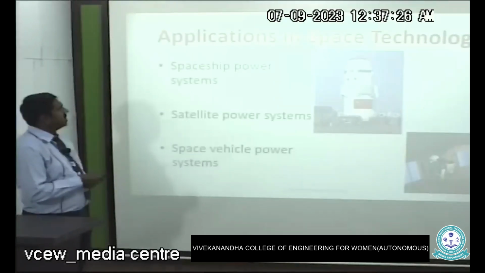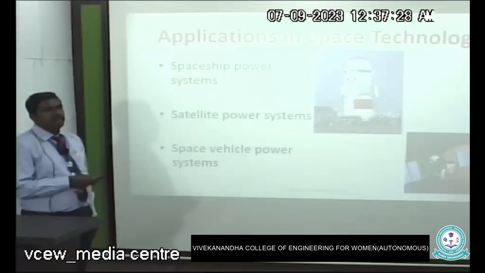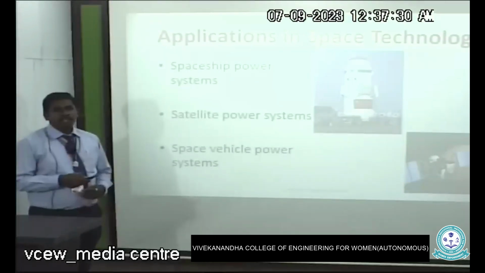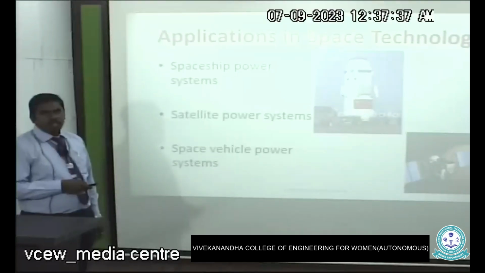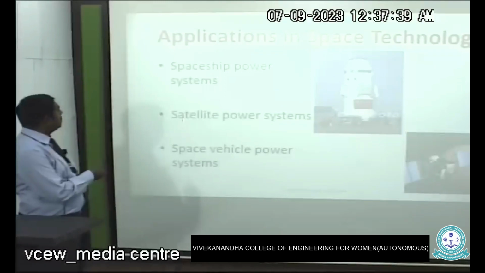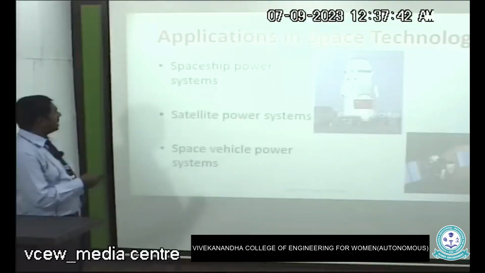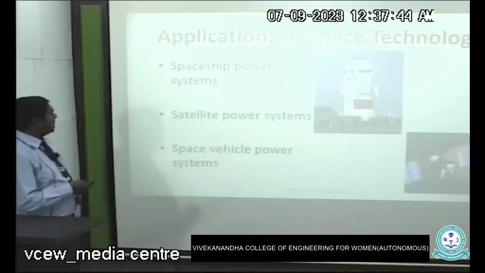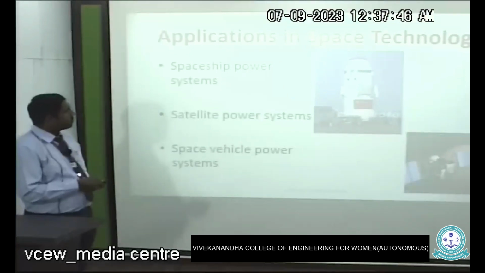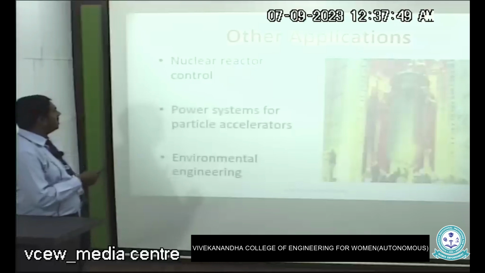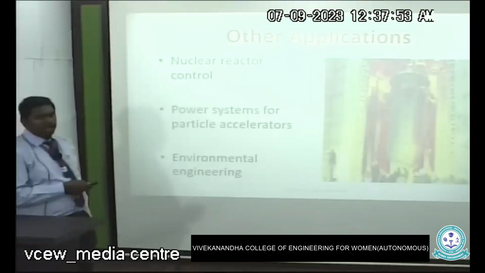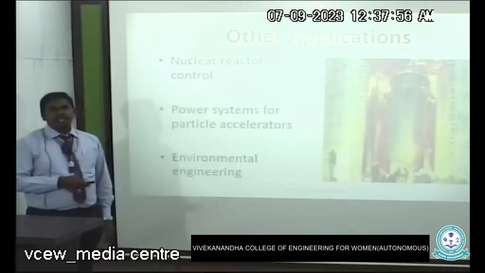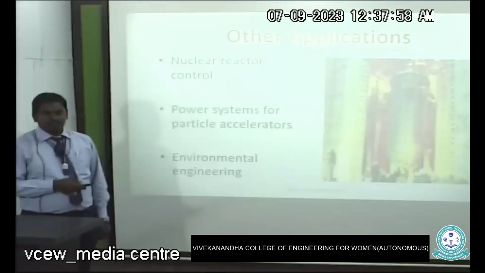Then space technologies. In space we can't get power from the grid, so we have to go for a battery, and the battery is also designed using power electronics components. There are space power systems, satellite power systems and space vehicle power systems. Then other applications: nuclear reactors and environmental engineering. In all kinds of disciplines we can use power electronics components.